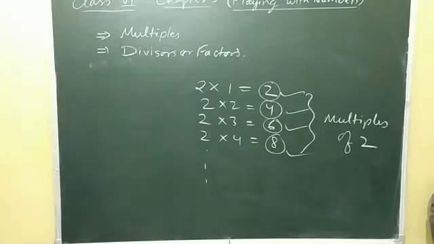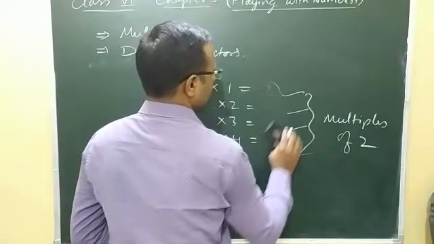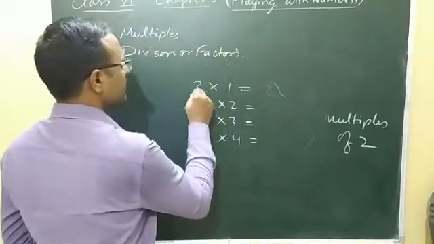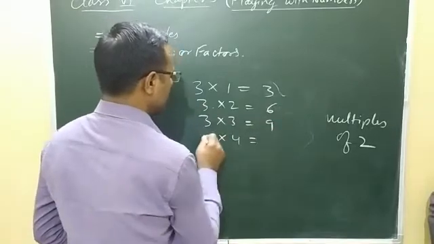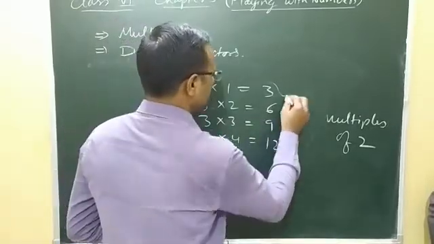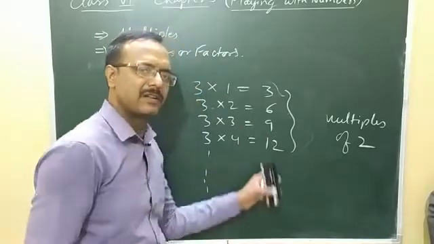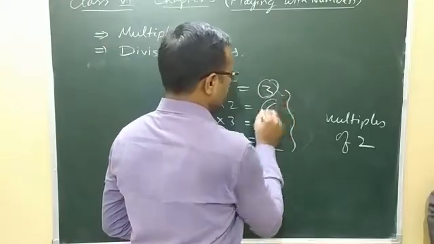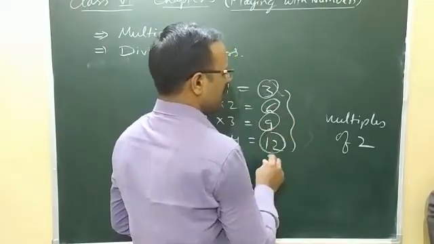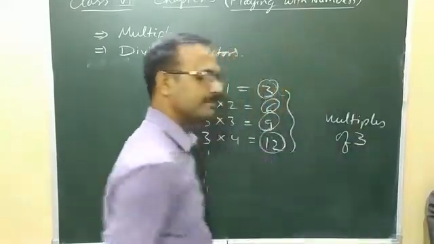Similarly, you can also write the table of 3. So what will be the table of 3? 3 ones are 3, 3 twos are 6, 3 threes are 9, 3 fours are 12. As you go on, the list will go on and increase. So 3, 6, 9, 12 all are the multiples of the number 3.